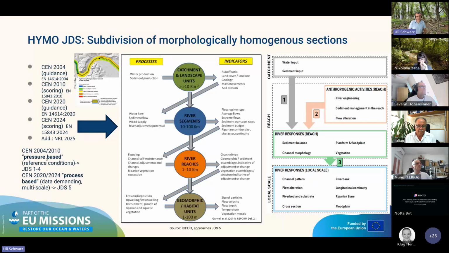If you look, you can assess the stretch or assessment reach, and you can say 50% of the banks are modified. Yes, they are stabilized with riprap, the river cannot shift anymore laterally. So this is the original old Seine standard. You see here also a small map.